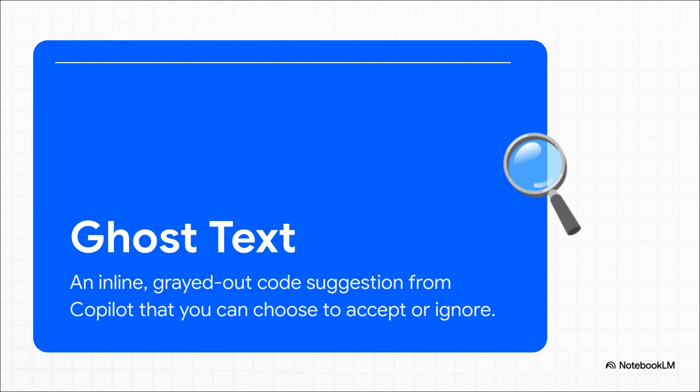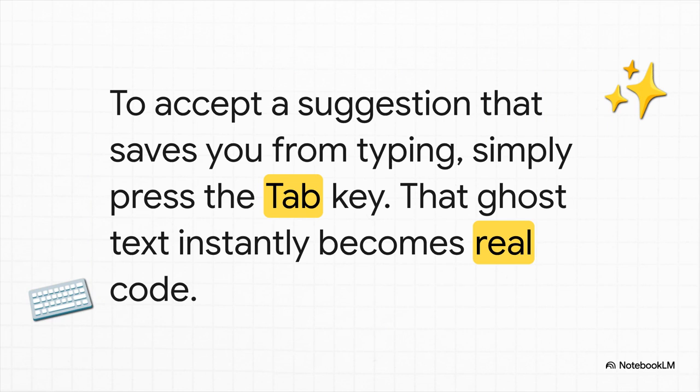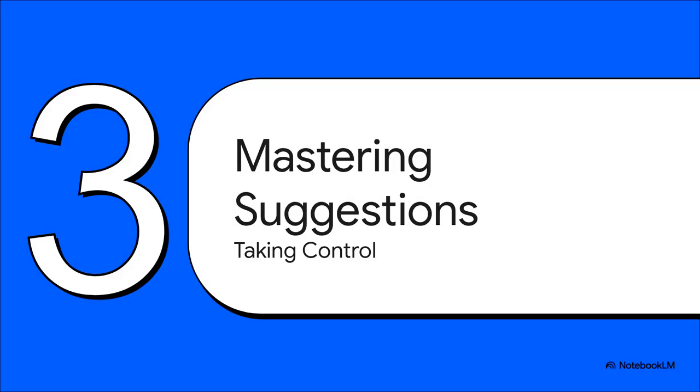It's the perfect name for it, right? Because it's not actually a part of your code yet. It's just a whisper of a suggestion, a potential future you can choose. You can accept it, or you can just keep on typing and ignore it completely. No pressure. So let's say Copilot offers you a perfect 10-line function. How do you accept it and save yourself all that typing? It's literally one key. Tab. You hit the tab key and bam, that ghost text solidifies and becomes real, actual code in your file. It's so satisfying.